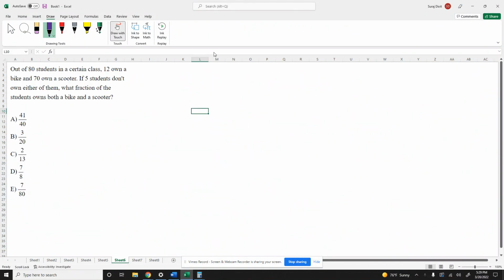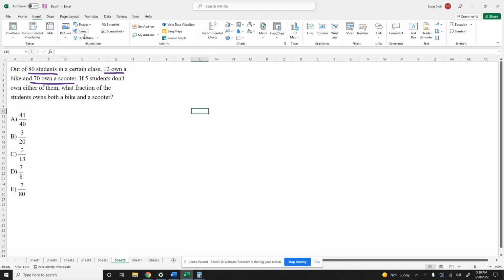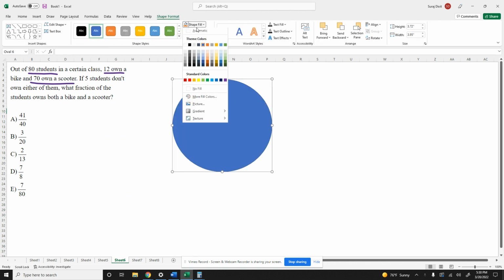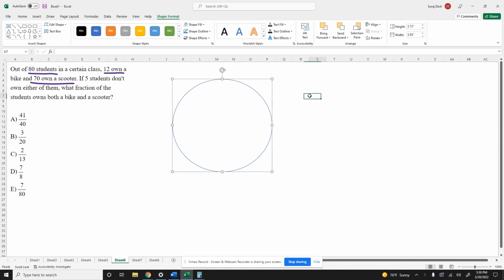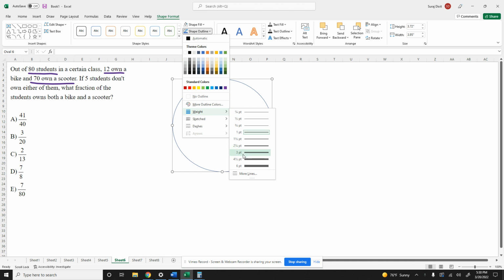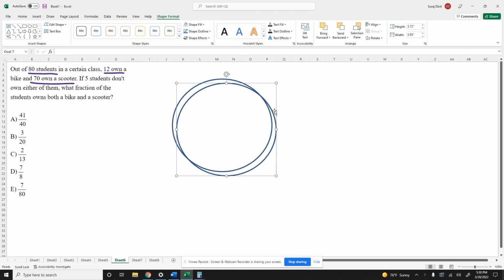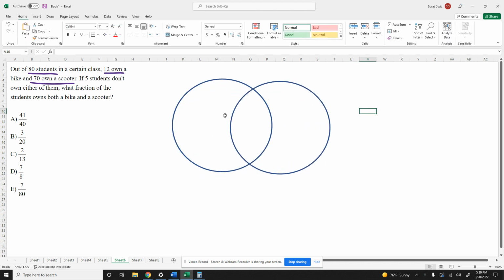Next problem is actually a probability problem. Out of 80 students in a certain class, 12 own a bike and 70 own a scooter. Okay, so we can already start with our probability map essentially. We can draw some circles here, and I want those circles to be hollow.